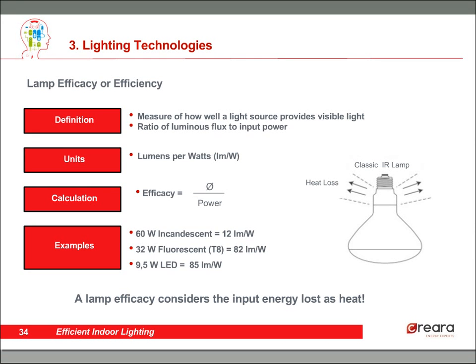We said the lamp efficiency is the rate between the lamp capacity in lumens and the lamp power in watts. The lamp efficiency depends, of course, on the type of lamp, the kind of lamp. We can see an incandescent lamp has an efficiency of 12 lumens per watt. A fluorescent lamp has an efficiency of 80 to 82 lumens per watt. A LED has an efficiency of 85 lumens per watt. Of course, the lamp efficiency considers the input energy lost as heat.